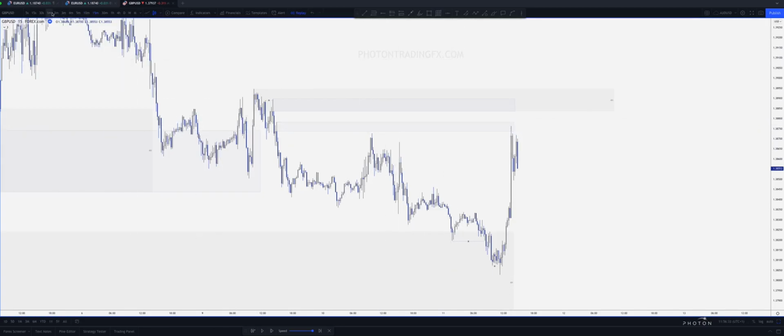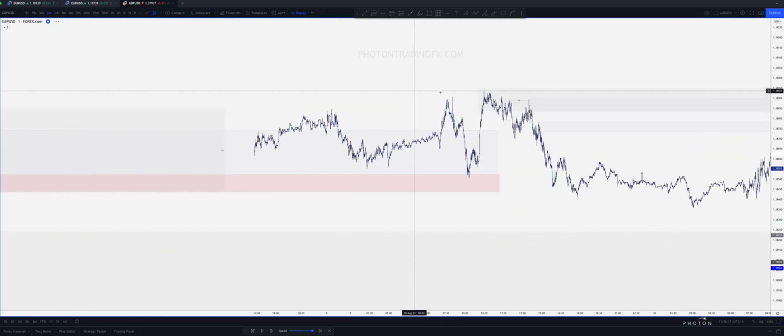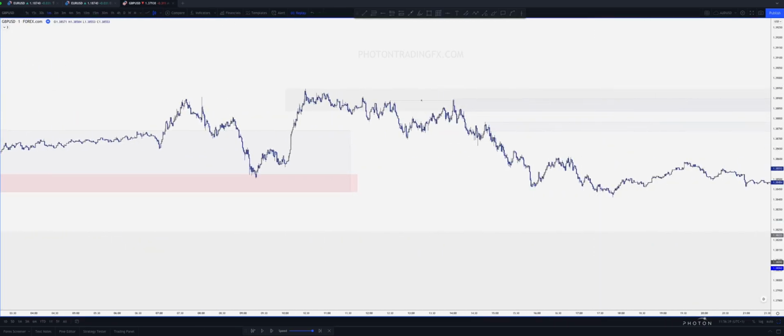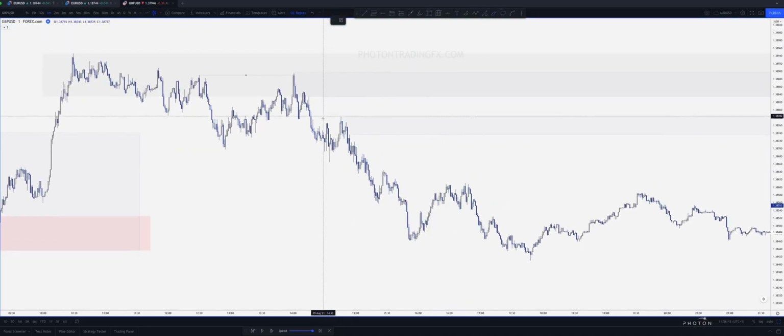In fact, let's see if the M1 will load for me, and we can refine those zones even further, right? These two zones over here. So let's have a look here. So you can see this one's decent, right? Took liquidity, flipped, broke the low. So that would be a decent M1 refinement that we can look at there.